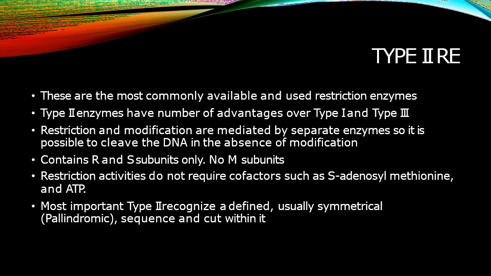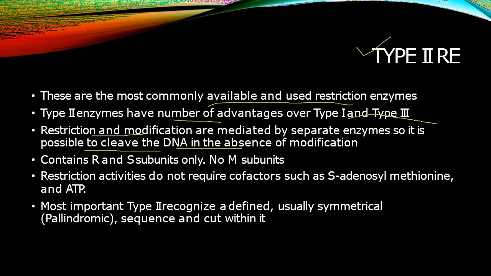Talking about type 2 restriction endonuclease enzymes, these are the most commonly available and used restriction enzymes. The type 2 enzymes have a number of advantages over type 1 and type 3, so you can say type 2 is one of the most important among the three. The third point says that restriction and modification are mediated by separate enzymes, so it is possible to cleave the DNA in the absence of the modification or restriction subunits.